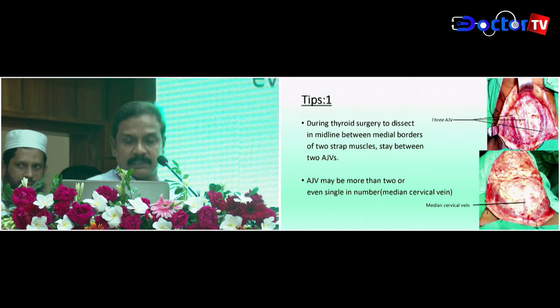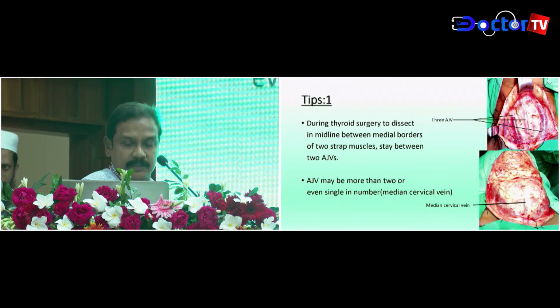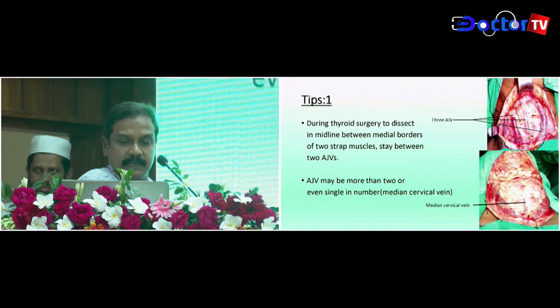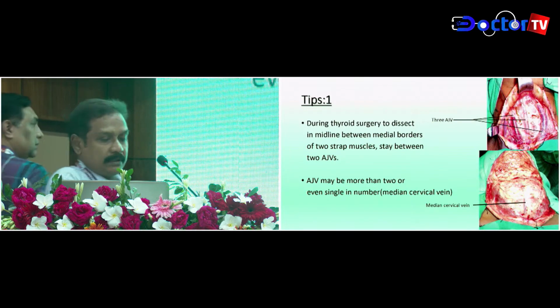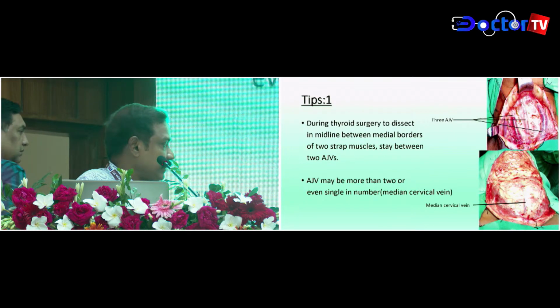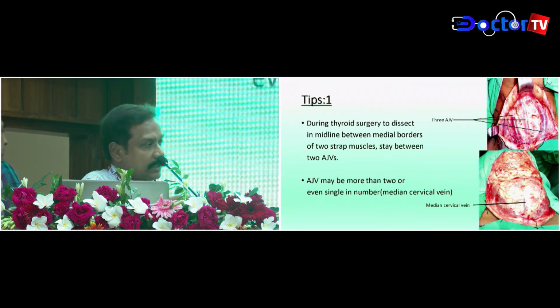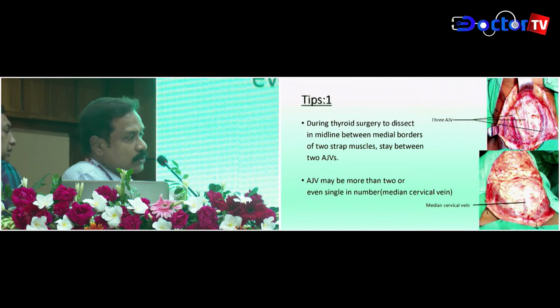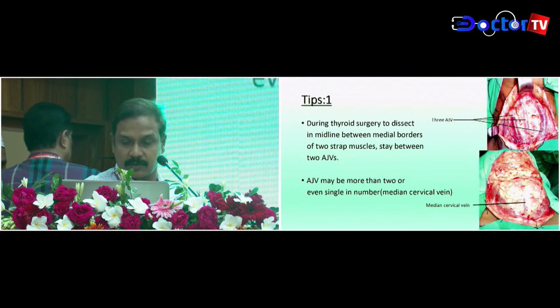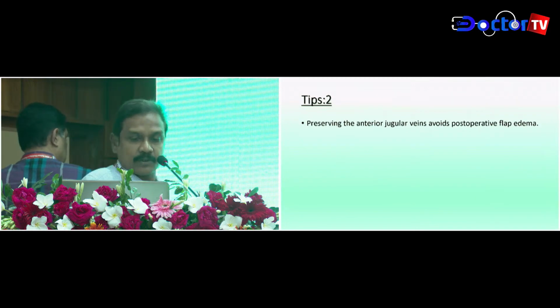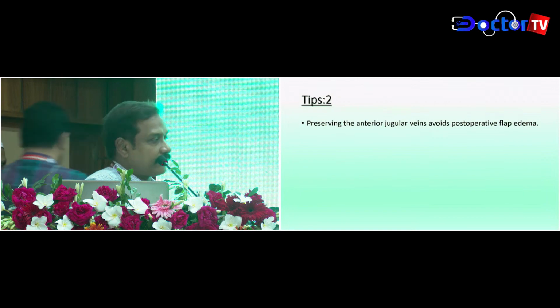Tips for this first compartment: during thyroid surgery, to dissect in the midline between the medial borders of the strap muscles, stay between the 2 anterior jugular veins. The anterior jugular veins may be more than 2 or even single in number, which is called the median cervical vein. You should preserve the anterior jugular vein to avoid postoperative flap edema.